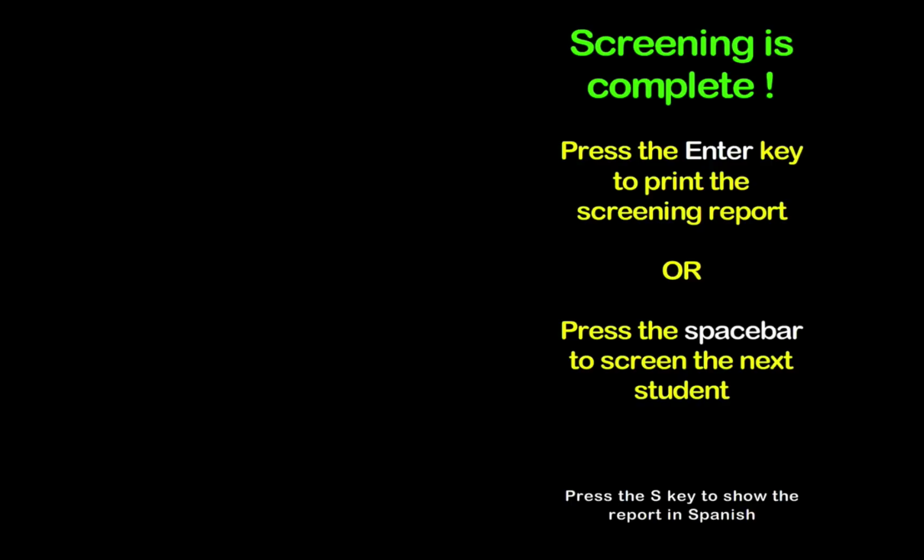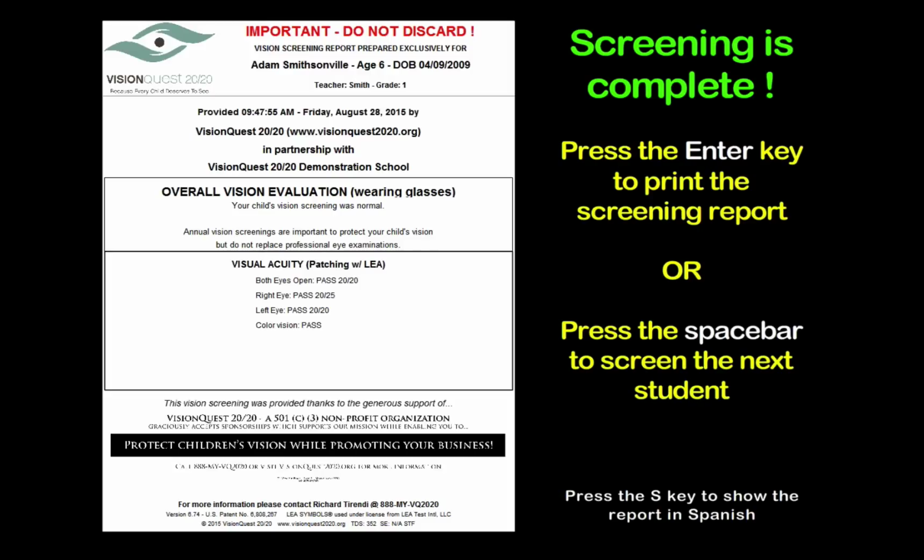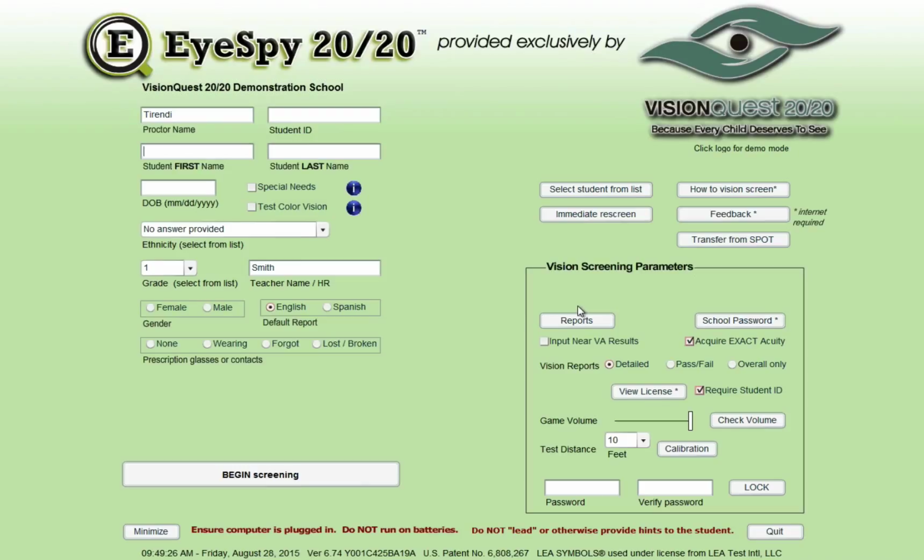If you want to see the report in Spanish, all you have to do is press the S key. And hopefully you can see that on your screen. There's the report in Spanish. If you want it in English, you press E. I'm going to press the space bar to screen the next student.